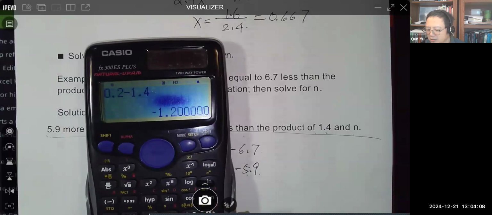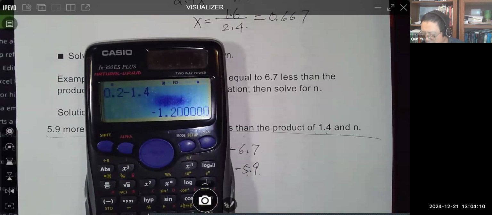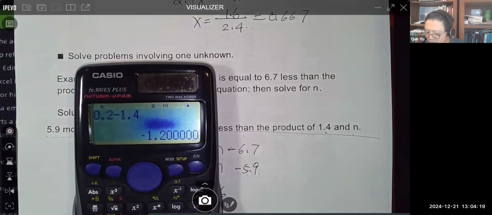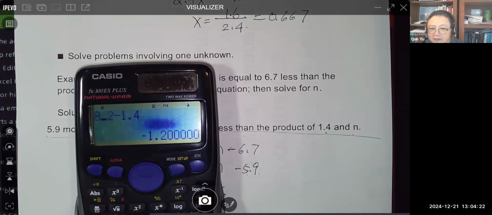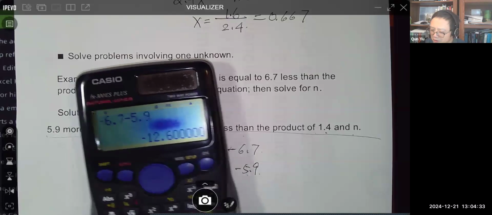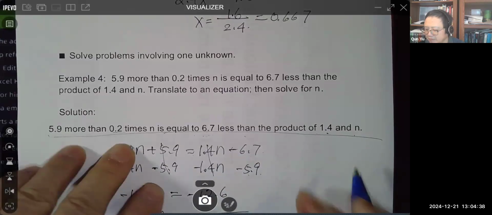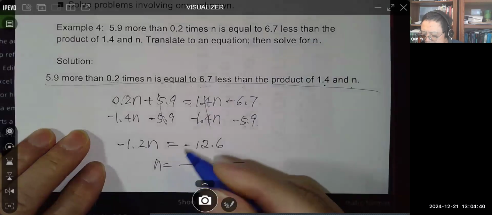When you use the calculator, make sure you know the difference between minus and negative sign. For my calculator, this is negative, and this is the minus. They're far away from each other, so that people know they're different. So I get negative 6.7 minus 5.9. Negative 12.6. Now all I need is to divide by negative 1.2 to get n.